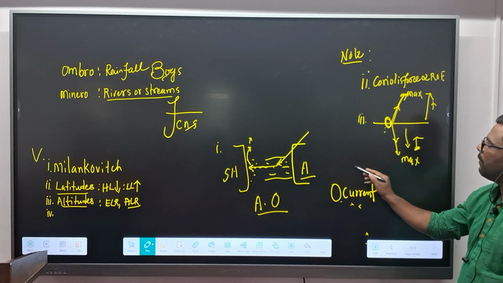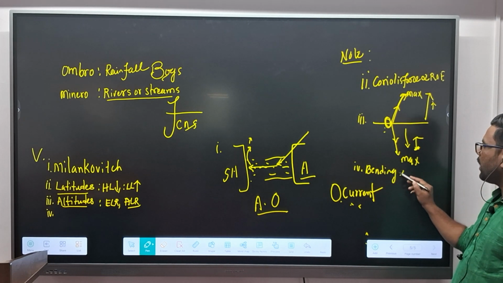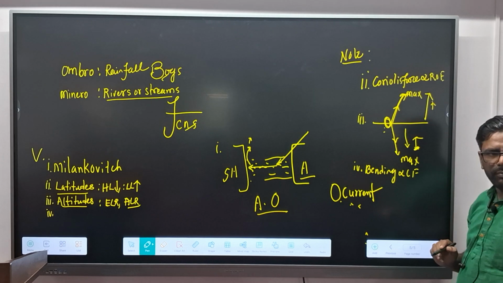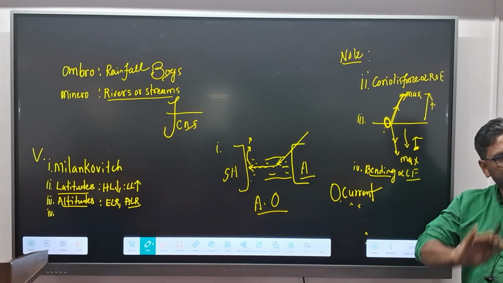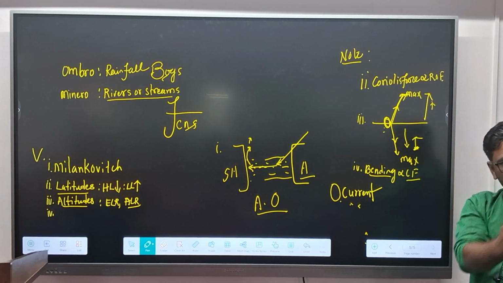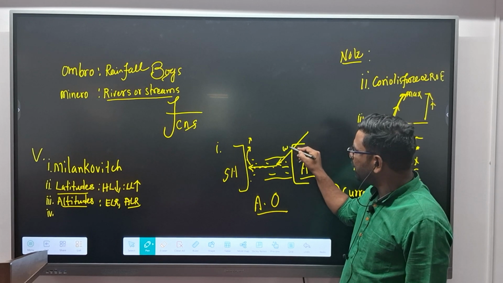Now one more thing. The bending is directly linked with the Coriolis force. Higher the Coriolis force, higher would be the bending. So the bending and the pushing happen, and now we know that because of the wind.